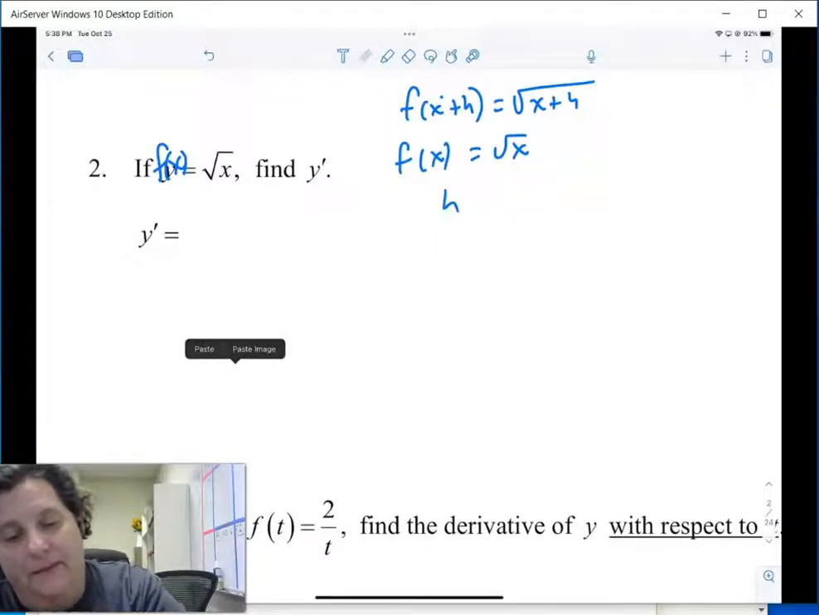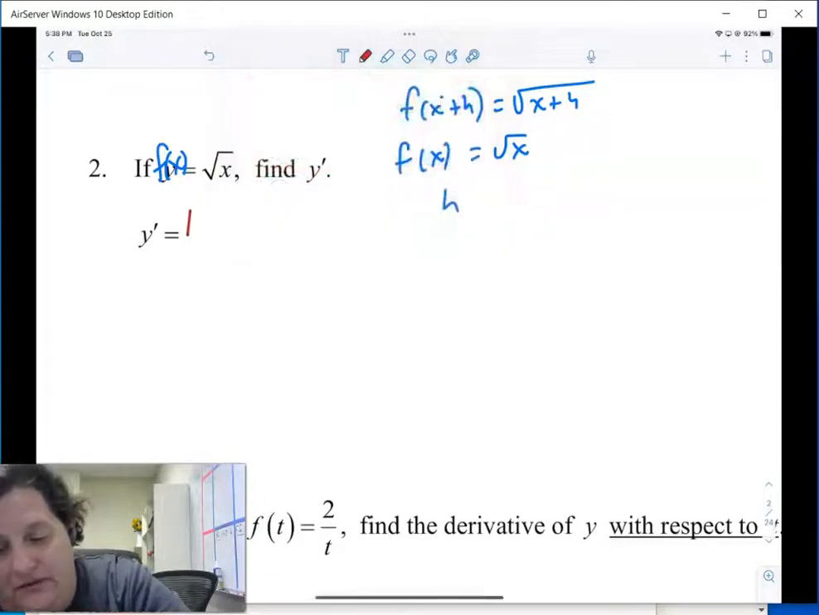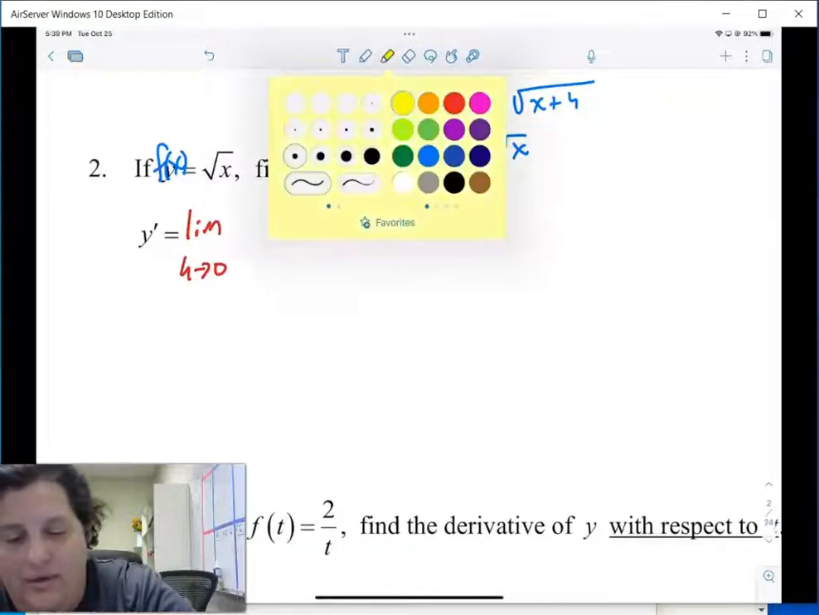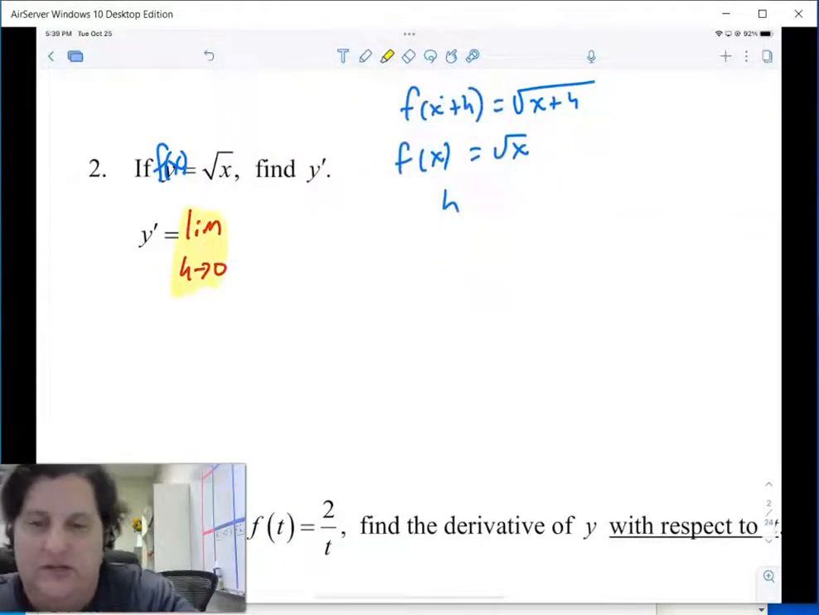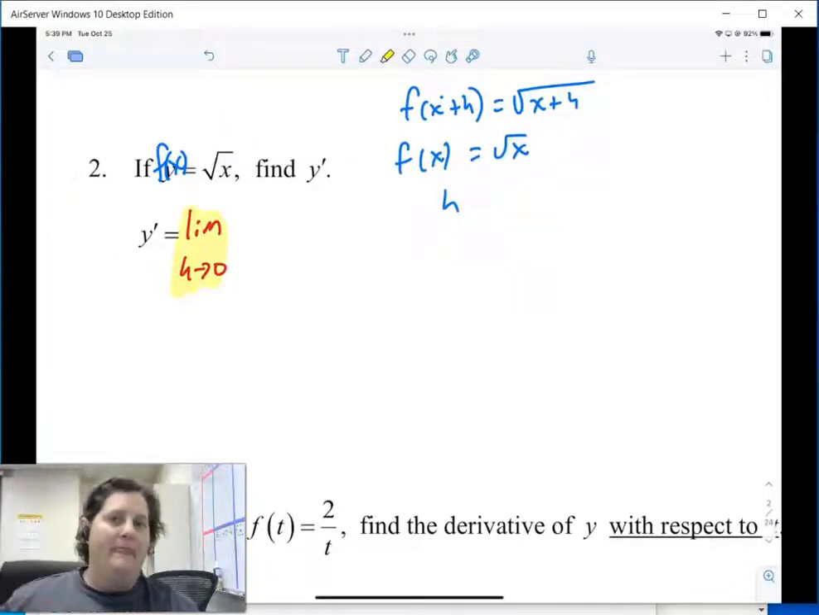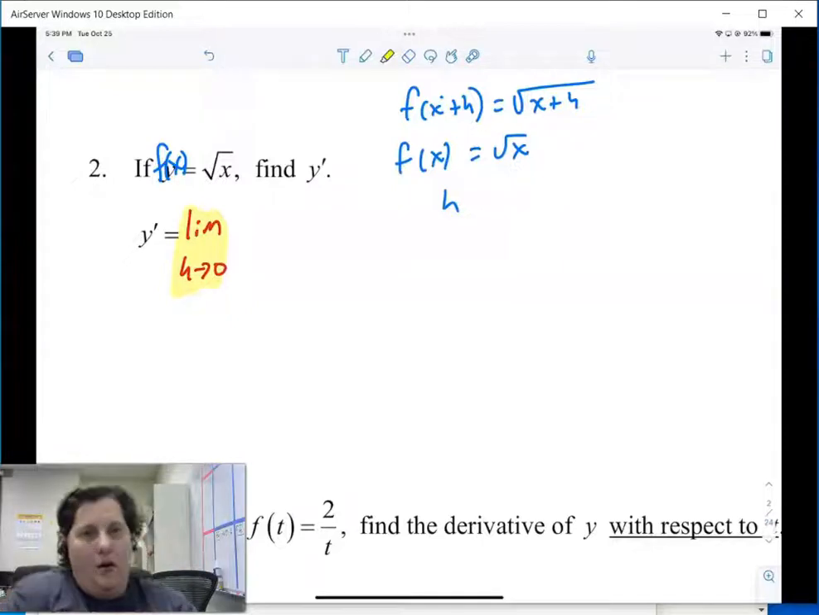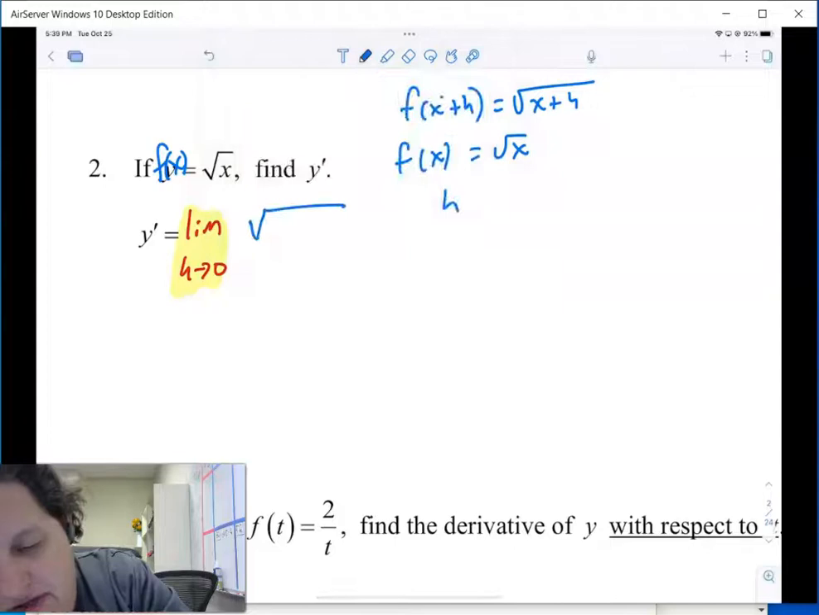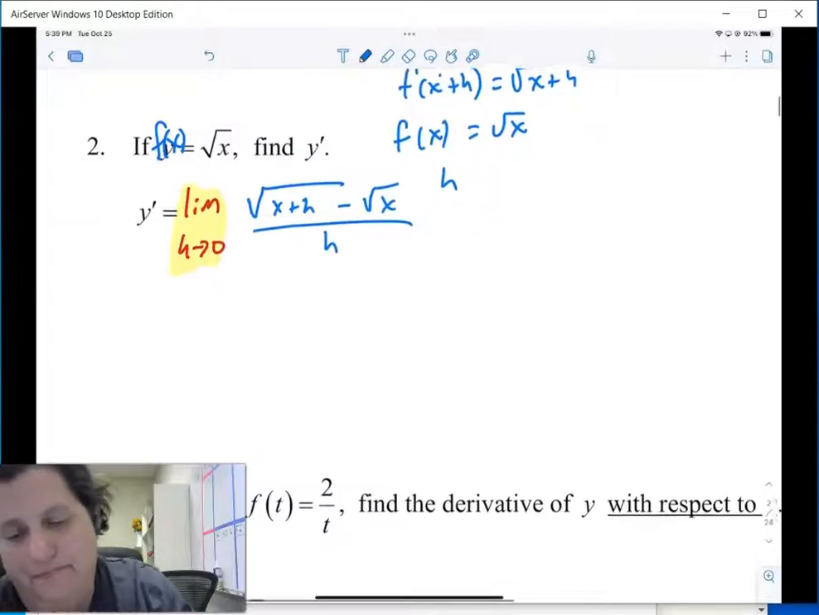And when we put this all up, now do not forget, you're not allowed to forget this part, the limit as h goes to 0, very important. Without that, it's not a derivative, it's just a slope. Without that, it's like a secant line, it's not a tangent line, okay? All right, so I'm going to go f of x plus h minus f of x over h.